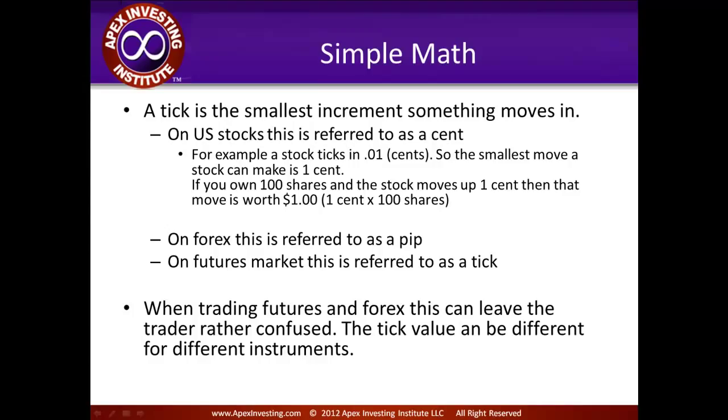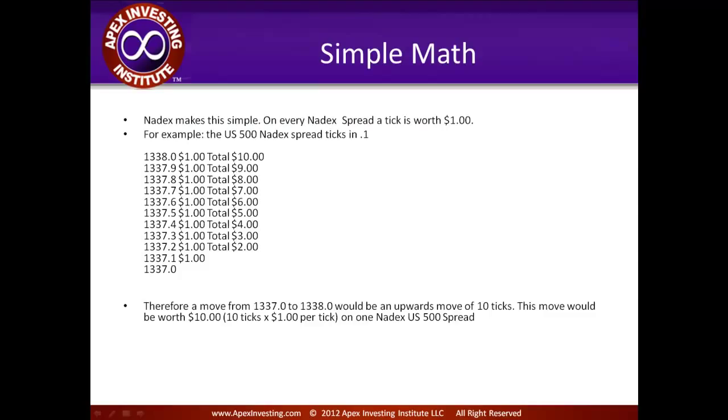Well, on Forex, this is called a pip. On futures, they actually do just call it a tick. Well, when trading futures and Forex, this can really leave the trader confused because the tick value can be different depending upon what instrument you're trading. Literally every instrument can have a different tick value. Well, Nadex makes this really simple. On every Nadex spread, every tick is worth $1.